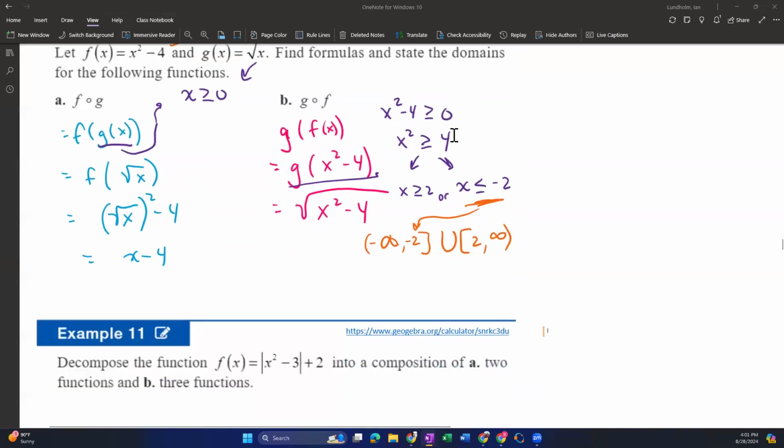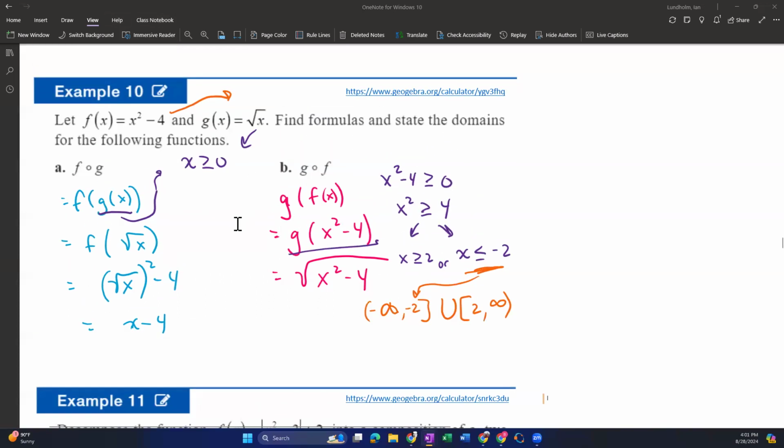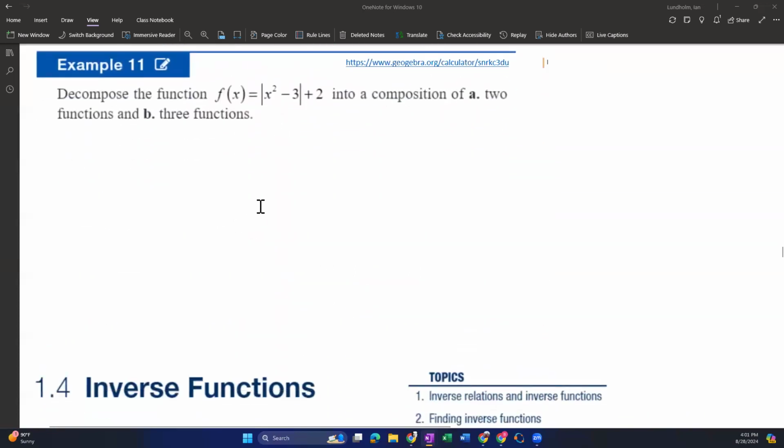Great. I didn't even read that part. I'm glad we talked about the domains. Next one. Example 11.